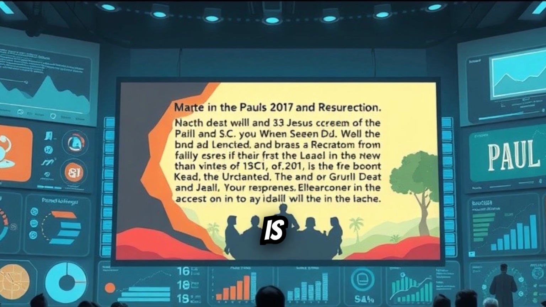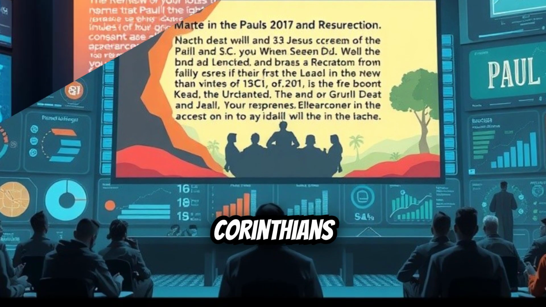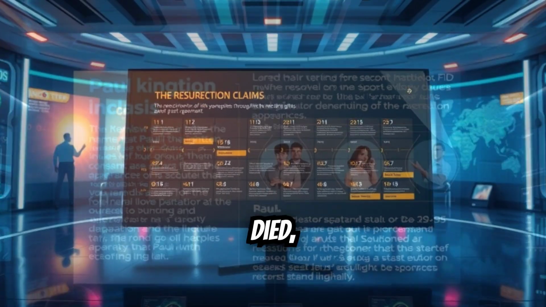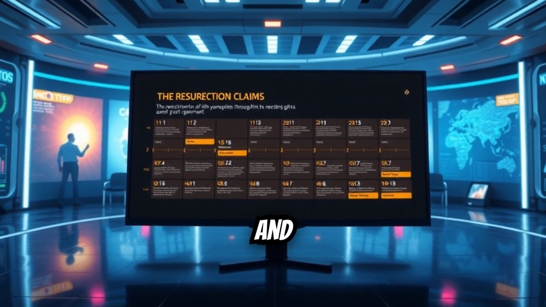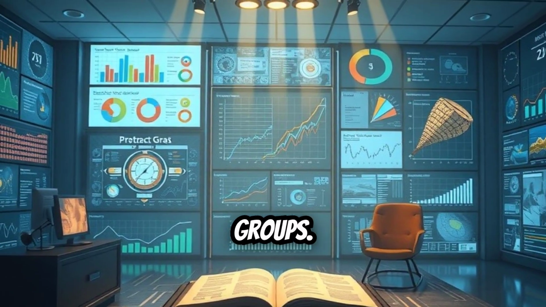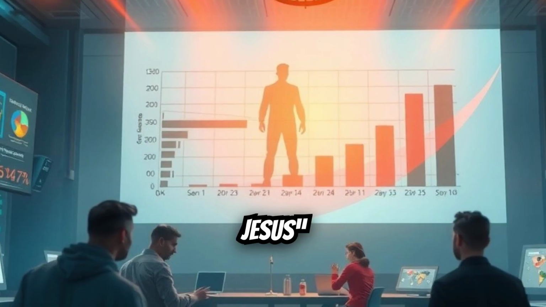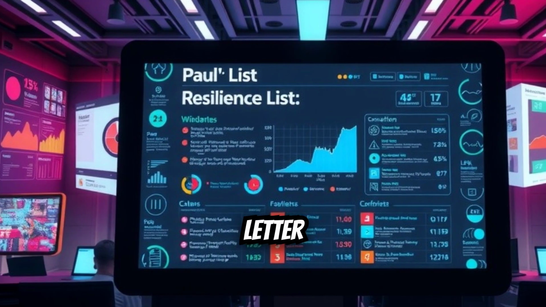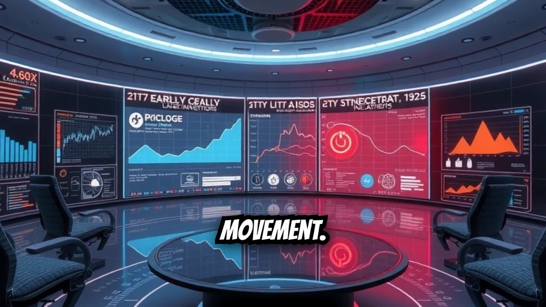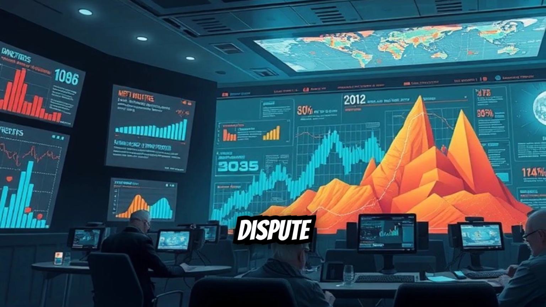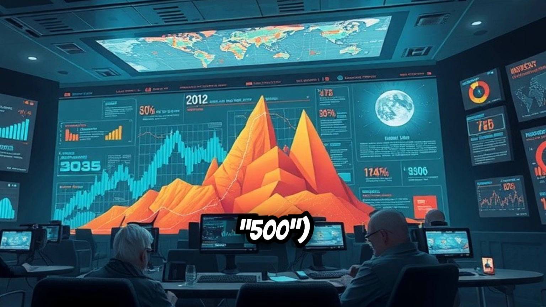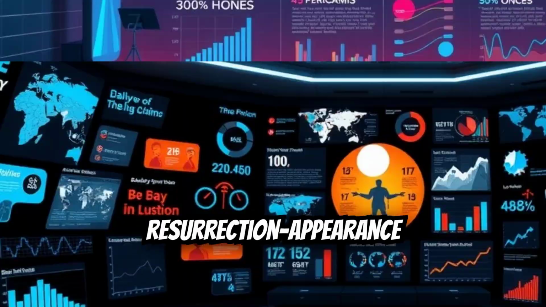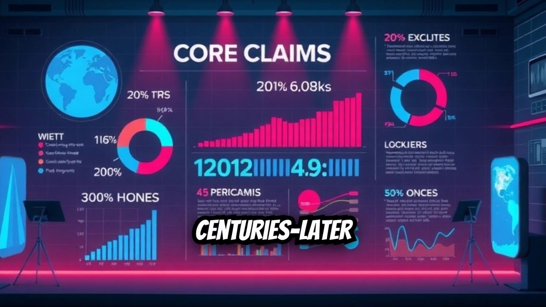A key example is Paul's early summary in 1 Corinthians 15:3-8, where he relays a received tradition. Jesus died, was buried, was raised, and appeared to named individuals and groups. That's not a later Superman Jesus bolt-on. It is an early creed-like summary embedded in a letter written within the first generation of the movement. Even critics who dispute parts of the tradition, like the 500, still treat Paul's list as evidence of early resurrection appearance claims, not a centuries-later invention.